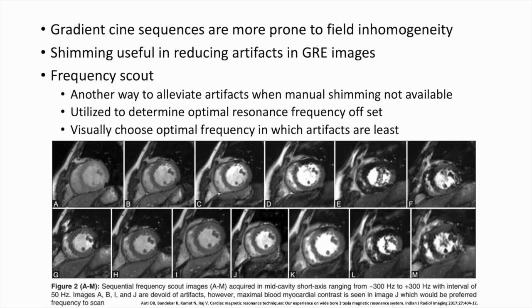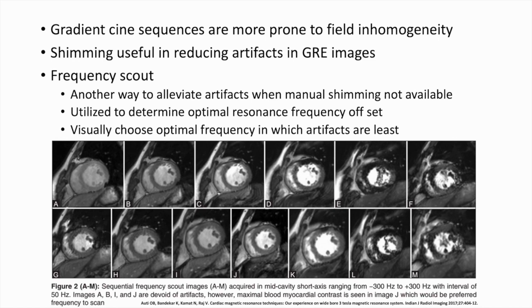Gradient Cine sequences are more prone to field inhomogeneities. Shimming is useful in reducing these artifacts in gradient echo images. Frequency scout is another way to alleviate artifacts when manual shimming options are not available. This is utilized to determine optimal resonance frequency offset, and the optimal frequency is visually chosen in which the artifacts are least.